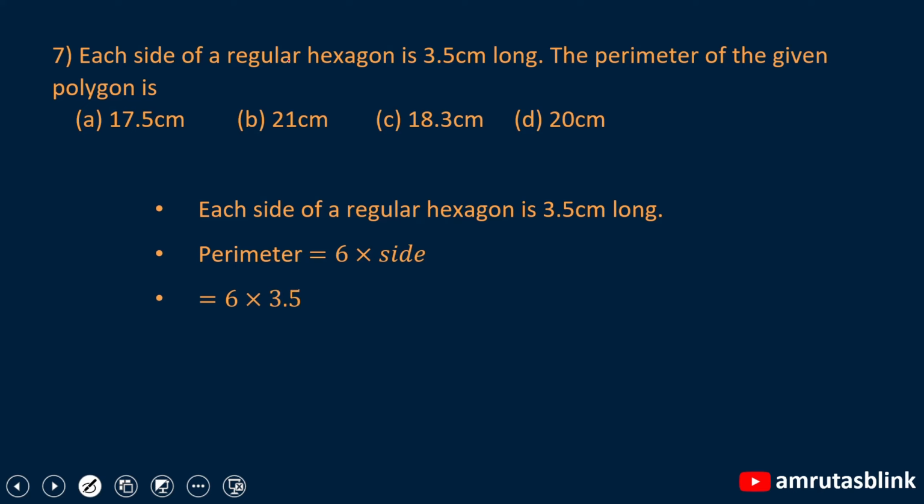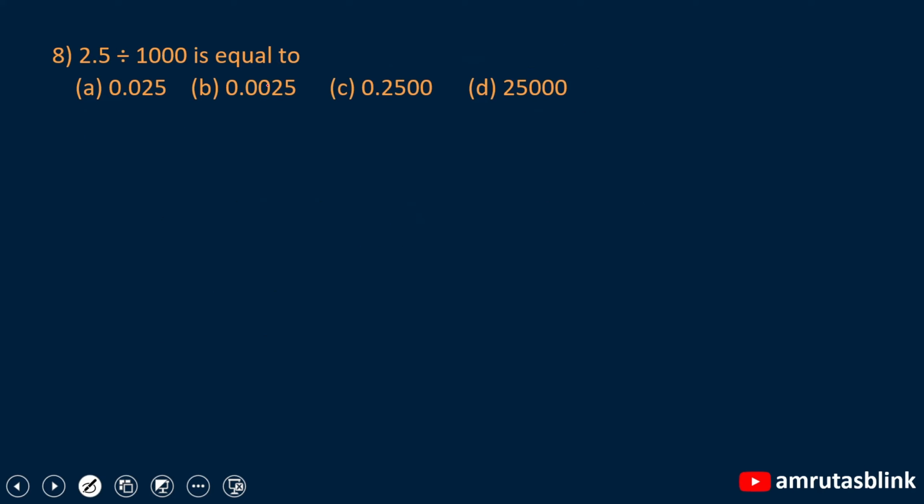Now how much is 6 into 3.5? That is 21.0 centimeter. That means 21 centimeter. Hence the perimeter of this regular polygon will be 21 centimeter. That is answer option B. We'll move to problem number 8.